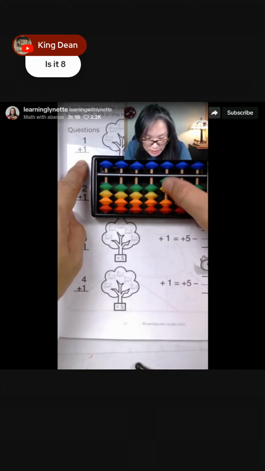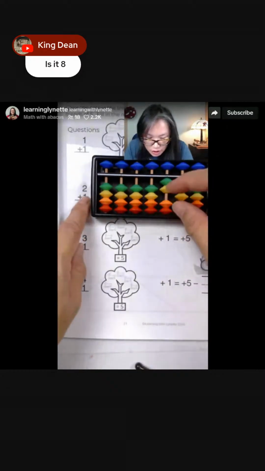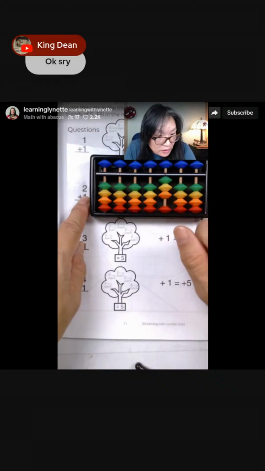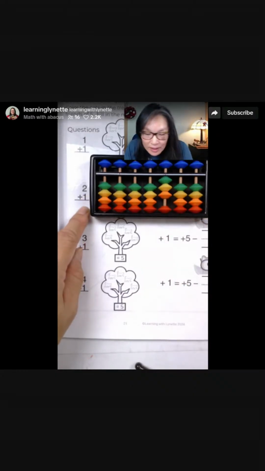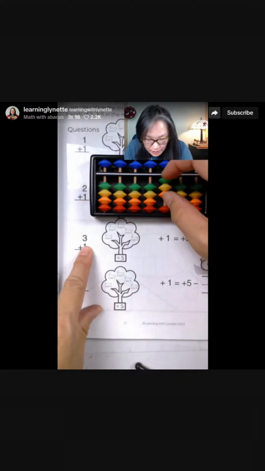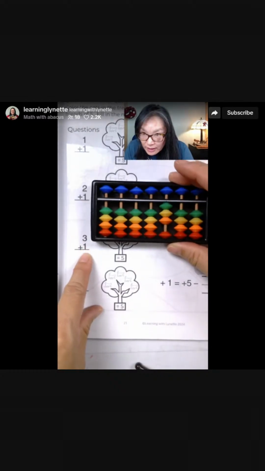Yeah, I have enough. Right? It becomes 3. If I have 3, can I add the 1? Yes, I can add the 1. So I'm just going to add the 1. That's easy. But now this is when I have to use it.